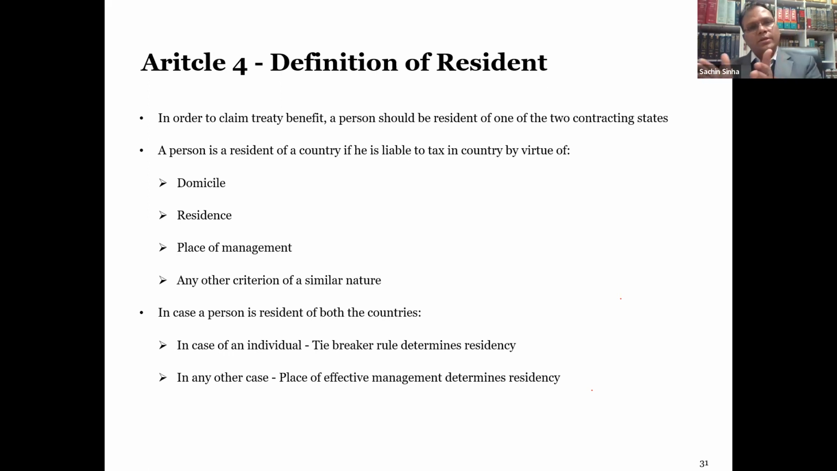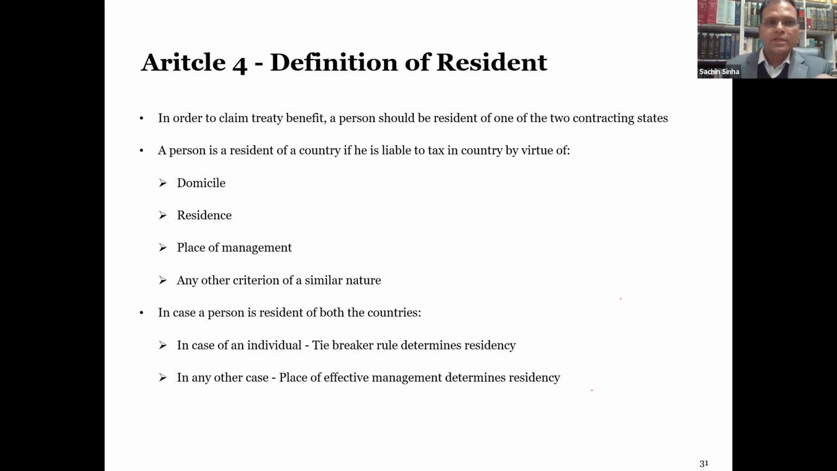So assuming in the case of an individual, first try to test for the individual. In order to claim the treaty benefit, a person should be a resident of one or both of the contracting states. As in the scope also, the treaty will apply only when the person is a resident of either or both of the countries. A person is a resident of a country if he is liable to tax in that country by virtue of his domicile, residence, place of management, or any other category of similar nature. If you remember, this term domicile, residency, is inserted in section 6(1)(a) also.